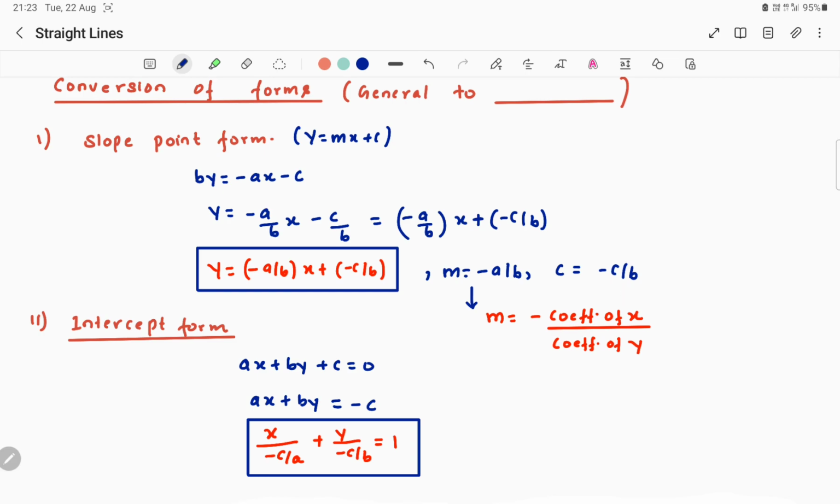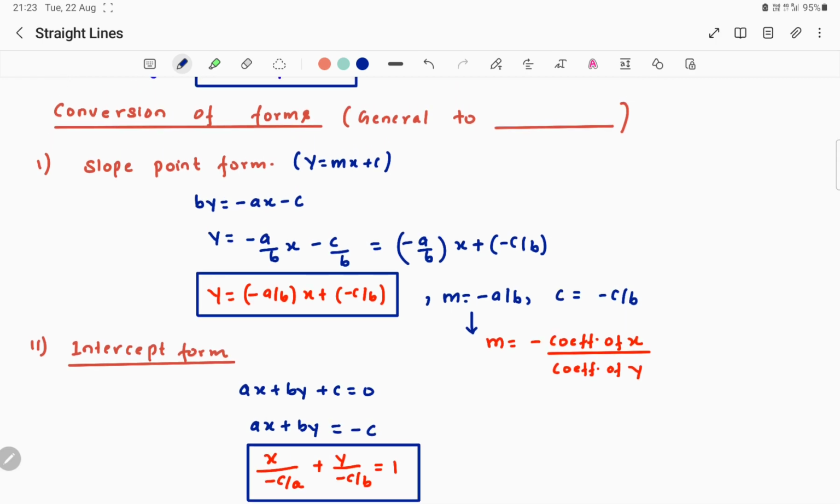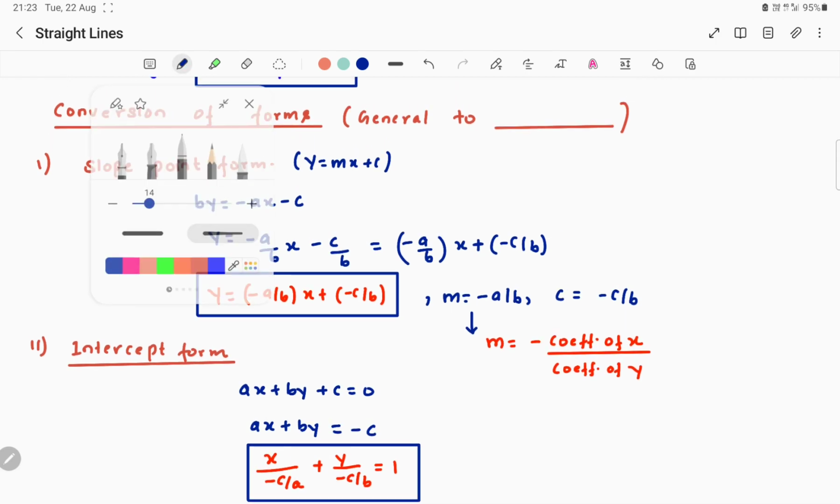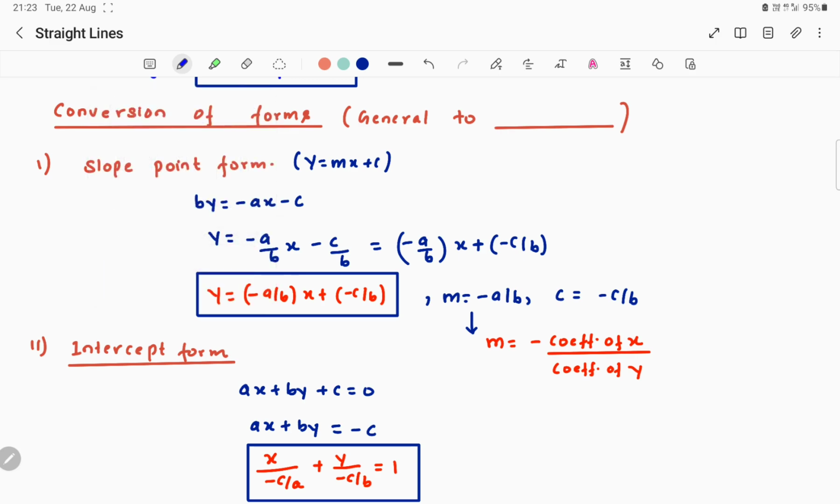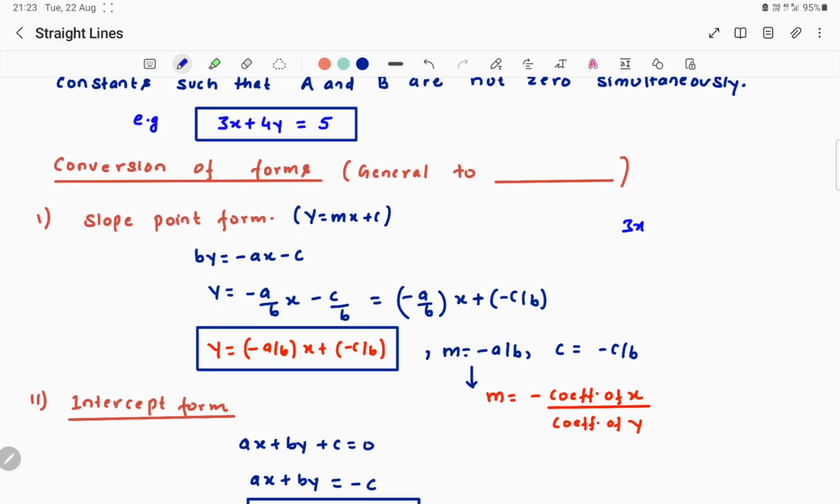Minus c by b. Here you will not say, sir, this c and this c will get cancelled. You have to understand this c represents the intercept and this c represents the constant of the given equation. Okay, so let's see a quick example to understand. Suppose this equation was given, 3x + 4y = 5.